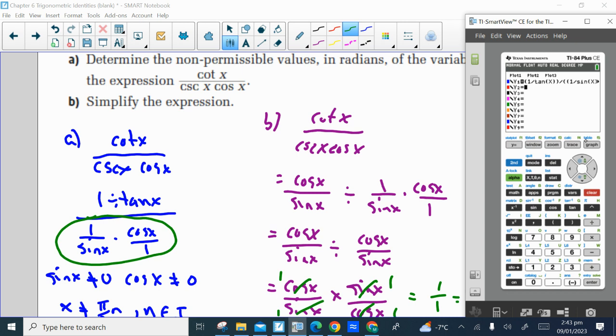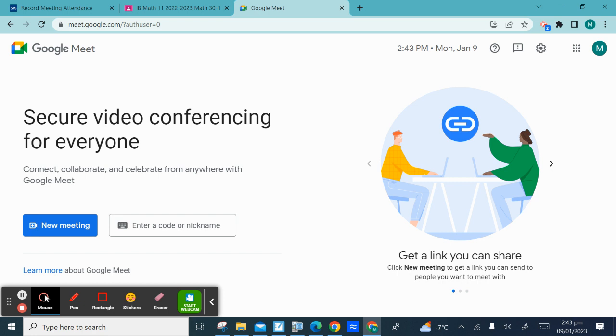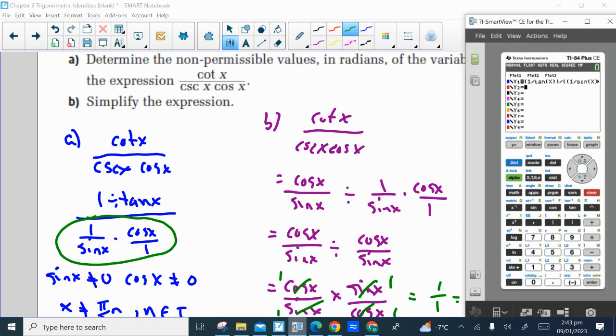So I've got that all in there, and when I hit graph now, it draws the line y equals 1. If I check my non-permissive values by going into the trace mode, notice that at x equals 0, there is no y value shown. If I let x equal 90 degrees, again, no y value shown. Let x equal 180, no y value shown. Let x equal negative 90 or negative 270, no y value shown. So this confirms that our restrictions are every multiple of 90 degrees.